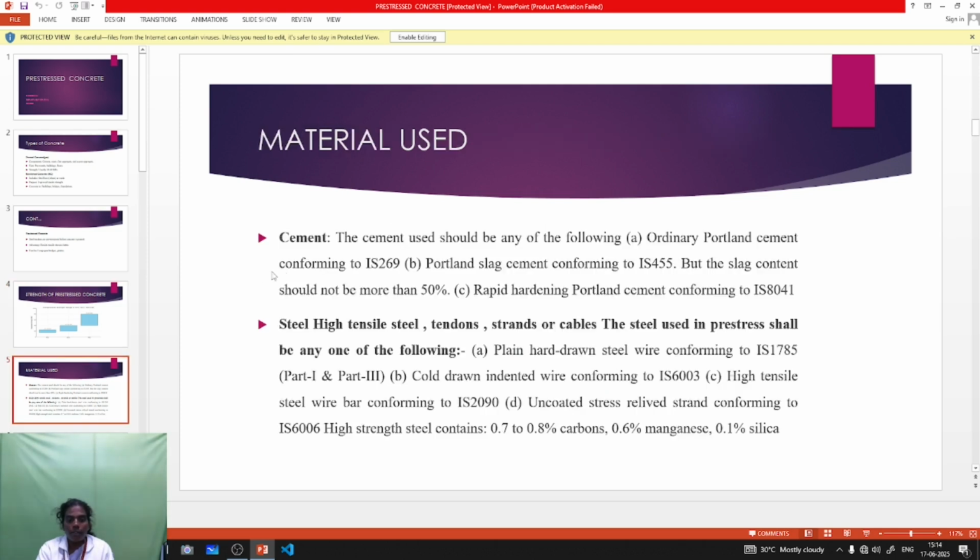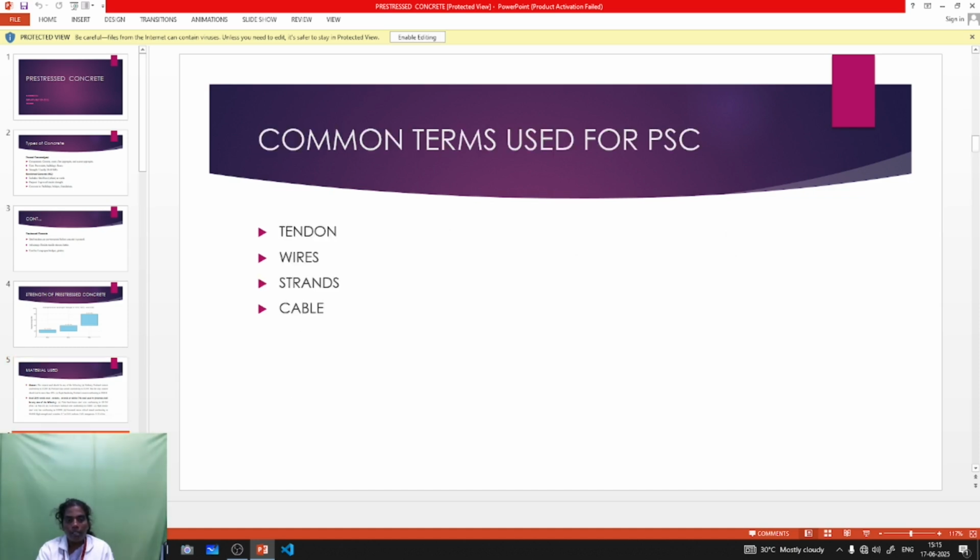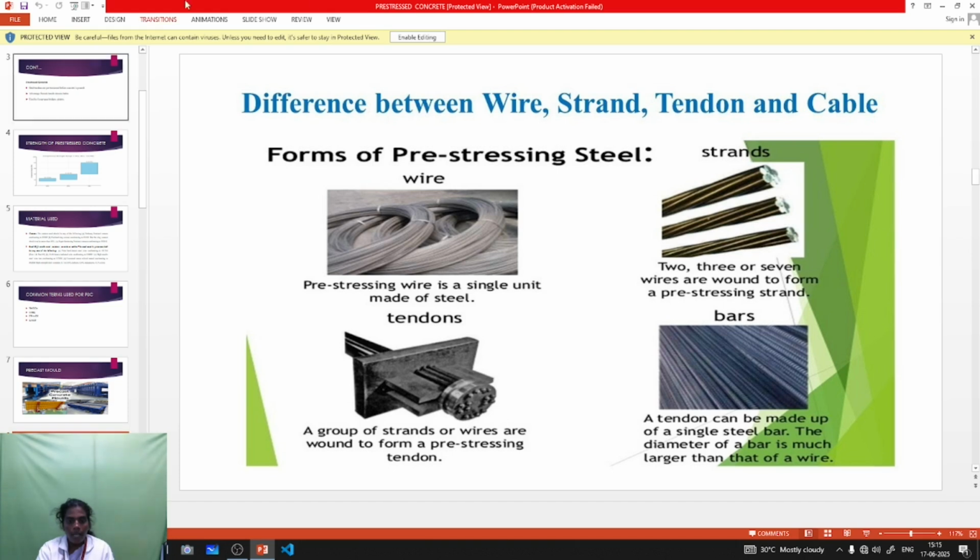Then materials used. The cement is Portland slag cement, where slag is normally less than 50%. The steel is high tensile steel conforming to IS 6003. Next, common terms are tendon, wire, strand, cables. This is the diagram of the wire. Wire is a single steel, a strand is a group of wires, a tendon is a group of strands, and a tendon can also be made from a single steel wire.